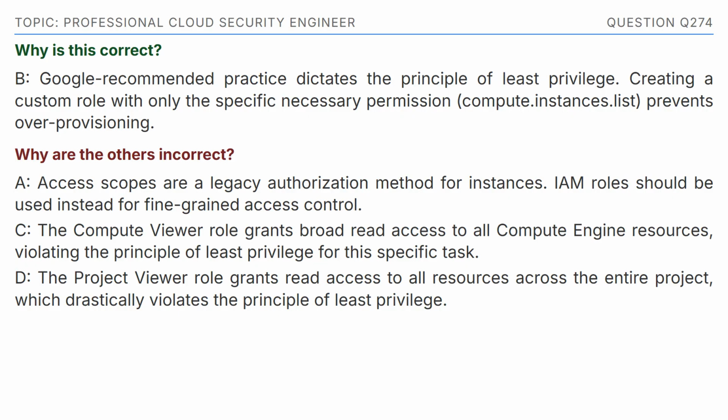Why are the others incorrect? A. Access scopes are a legacy authorization method for instances. IAM roles should be used instead for fine-grained access control. C. The compute viewer role grants broad read access to all compute engine resources, violating the principle of least privilege for this specific task. D. The project viewer role grants read access to all resources across the entire project, which drastically violates the principle of least privilege.